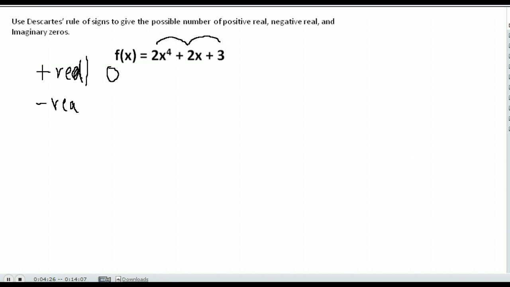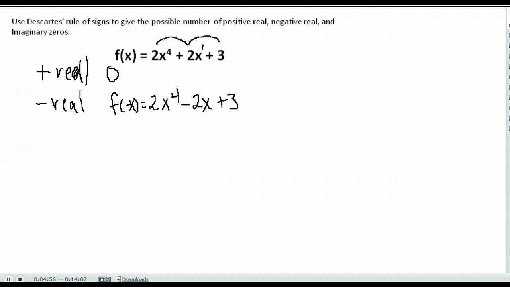As far as negative real zeros go, we want to do the negative f of x. So I'm going to take that polynomial, and really what happens is anything with an odd degree, its sign is going to change. Because we're putting negative in for our x, anything with an even degree would come out positive anyways and wouldn't change our sign. But if it has an odd degree, like this 2x to the first power, its sign will change. It was positive, so for f of negative x, it will be negative.